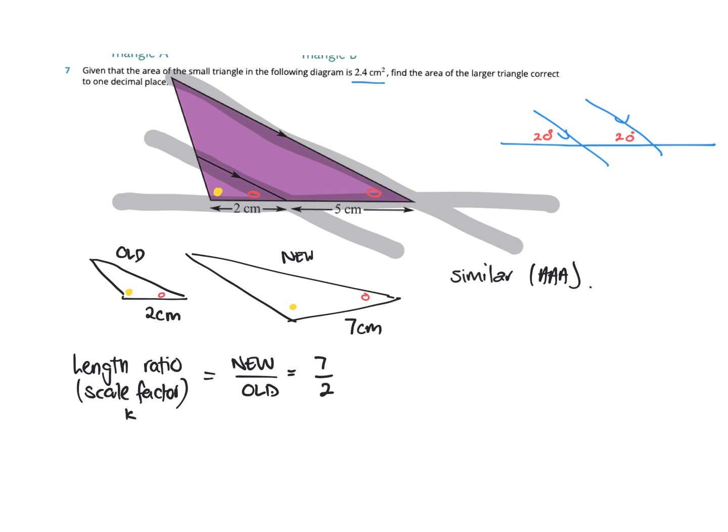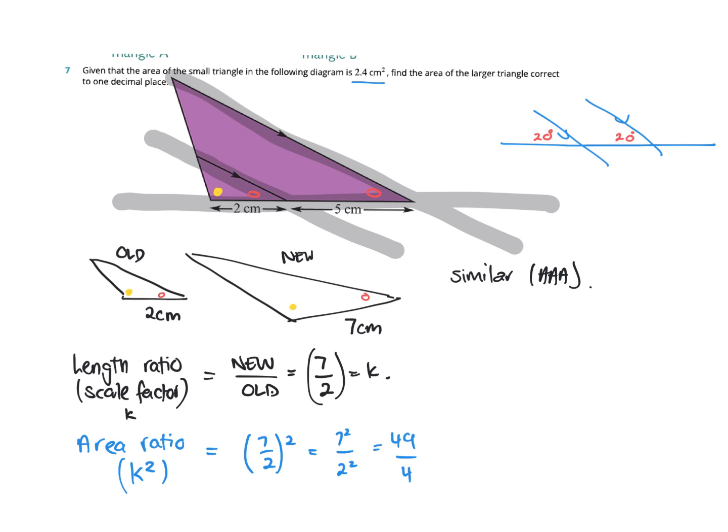So my scale factor is 7/2. Now, if you remember from yesterday, how did we find the area ratio scale factor? We squared our K. This number here is our K, so our area ratio is 7/2 squared, which could also be written as 7 squared over 2 squared. That means the same thing. Or if you actually square it, 49/4. It doesn't matter which way you put it into your calculator, as long as we use one of those.